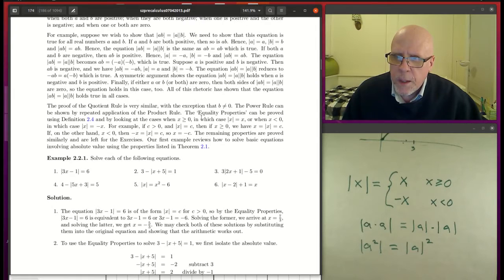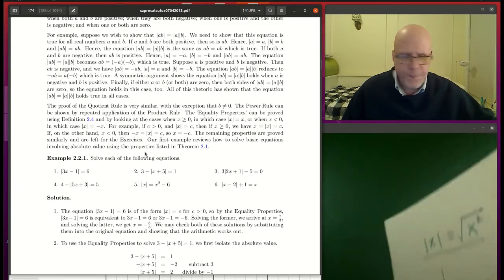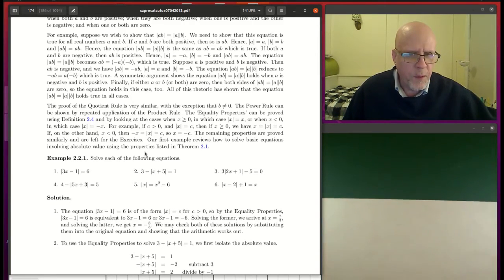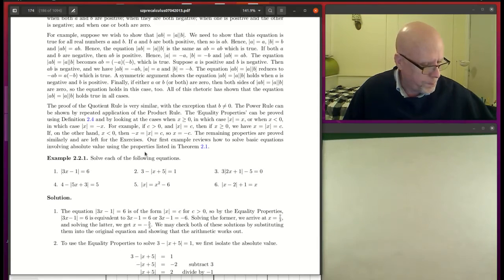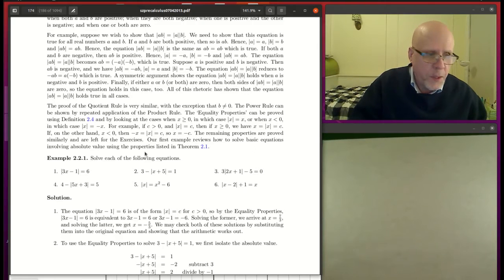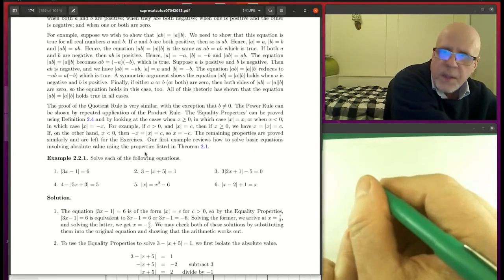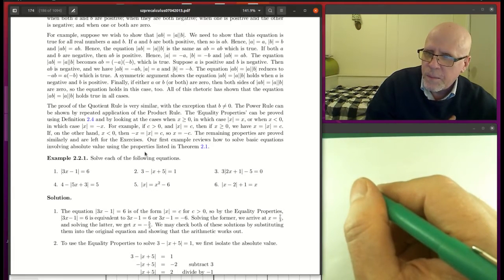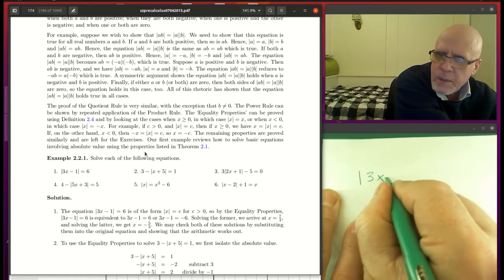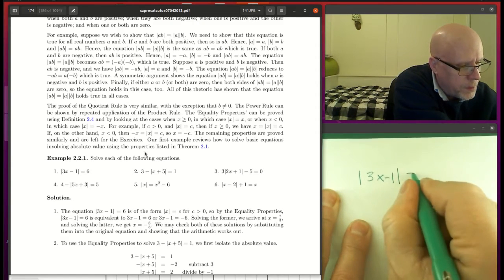I thought it would be nice to see these in action, and example 2.2.1 here puts them in action. Let's go through some of those. I don't think we want to go through every one of them, but using these rules, let's take the first one. The absolute value of 3x minus 1 equals 6. Can we solve that? I think it's enough to just do that.